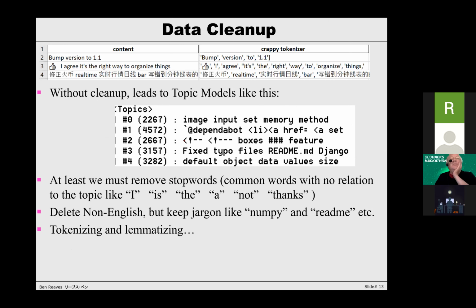First of all, the most important one, and the one that everybody knows about, is data cleanup. Here's the actual data. This is not a joke. This is real data that we get in. Okay, here's a nice one: bump the version up to 1.1. And when I say crappy, I should say simple. A simple tokenizer will just split the words. That's nice. That worked pretty well.